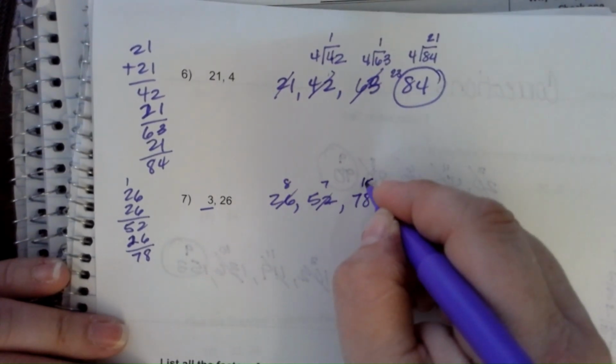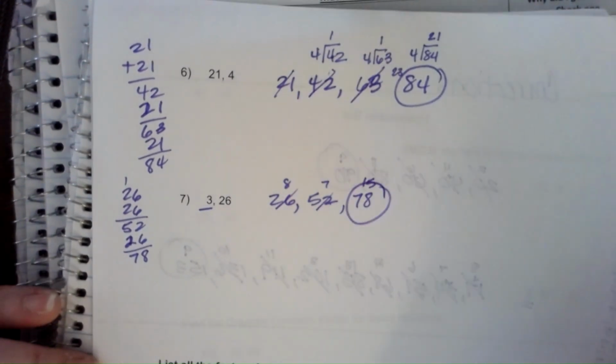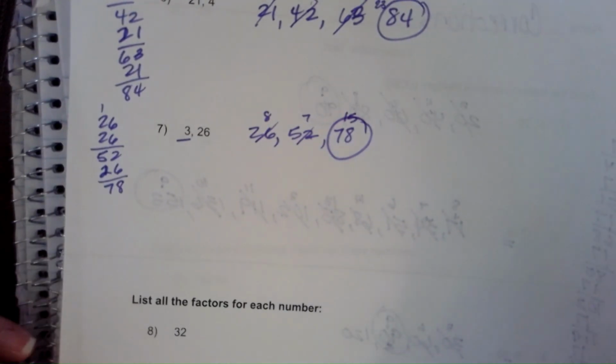7 plus 8 is 15. 3, 6, 9, 12, 15. 78 is your answer. All right.